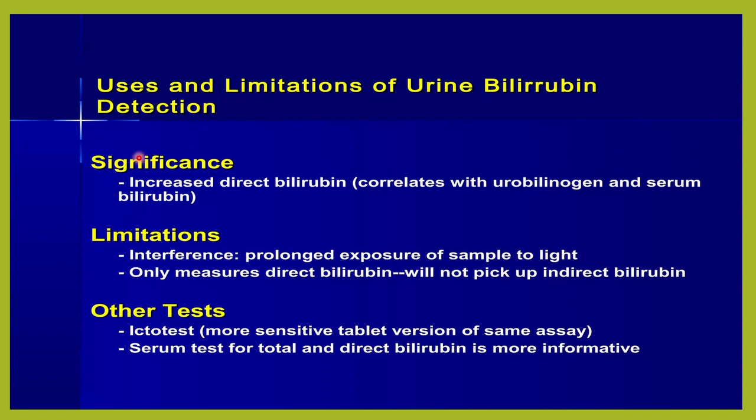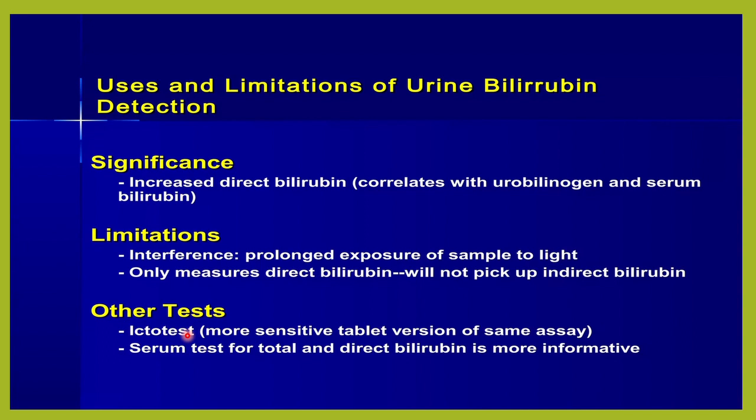What are the limitations of this test? One limitation of the test which we use to detect bilirubin is prolonged exposure of the sample to light. अगर आपका sample light में बहुत exposure हो गया है, at that time the bilirubin can get oxidized. Also remember that this test only measures direct bilirubin and will not pick up the indirect bilirubin. There are other tests also like ICOTEST, etc., which are more sensitive than the reagent strips.